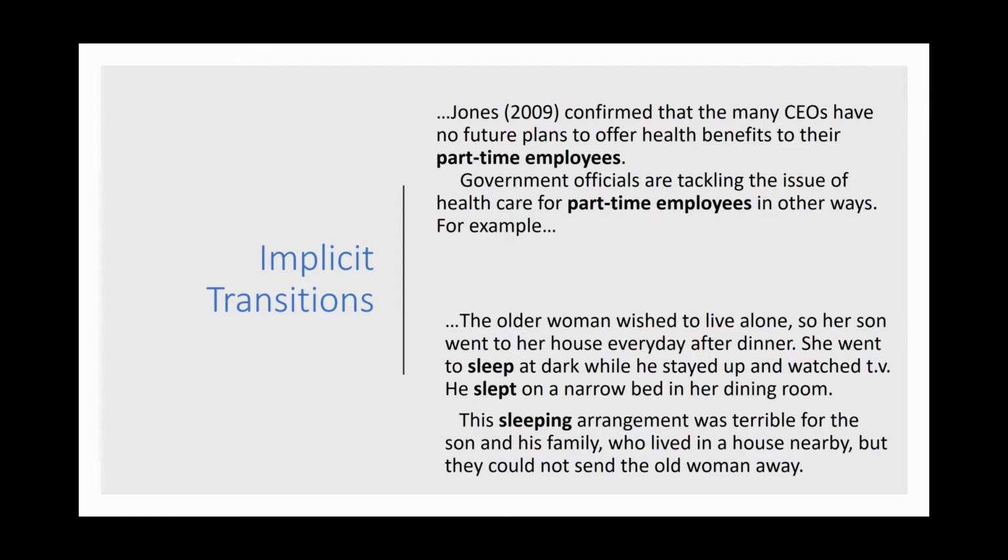In another example, the first paragraph mentions an older woman who doesn't wish to leave her home, so her son spends nights over at her house to take care of her. The second paragraph discusses the strain the new sleeping arrangement has on the man's family. The ideas are clearly related through the sleeping arrangement, so an explicit transition isn't necessary because, again, the connection is implied. We can see the repetition of the word sleep also, which again helps to form an implicit transition.